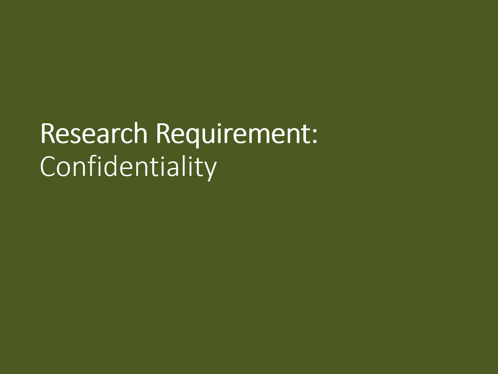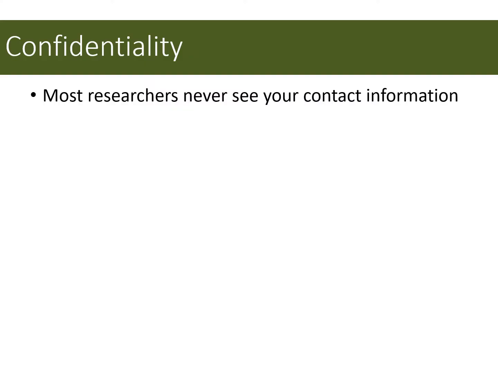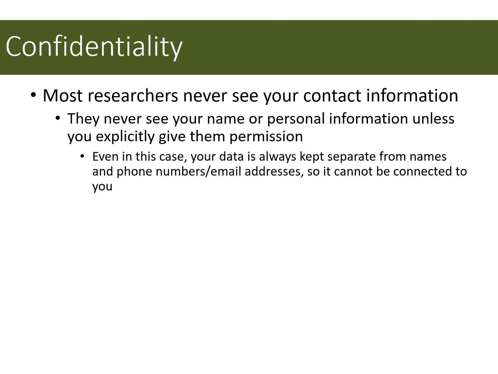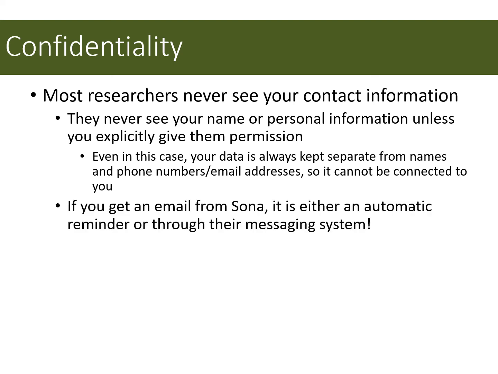Next, we're going to discuss the importance of confidentiality. Most researchers never see your contact information. They never see your name or personal information unless you explicitly give them permission. And they would have had to have IRB approval to ask you to give them that information. Even in this case, your data would always be kept separate from your name, phone number, email address, and any personal information they might have, so that your responses cannot be associated and connected back to you.